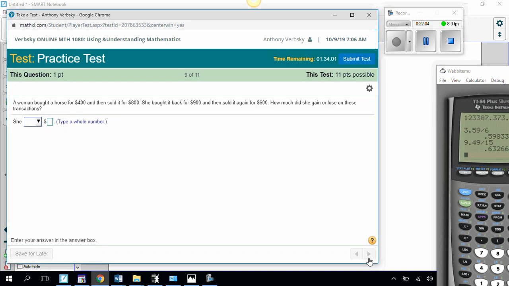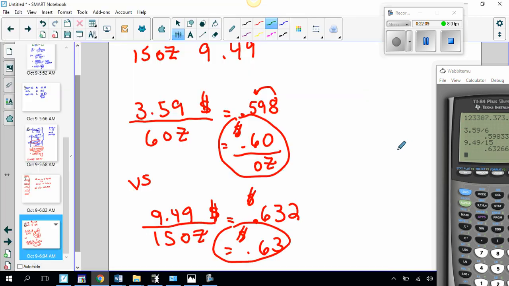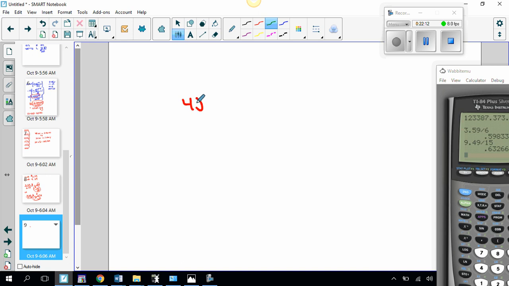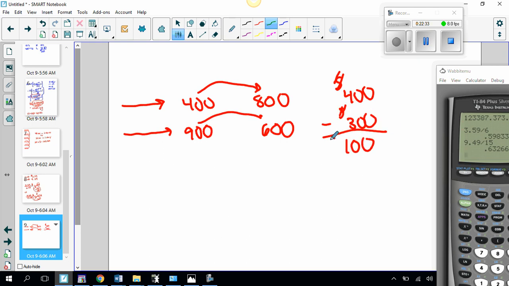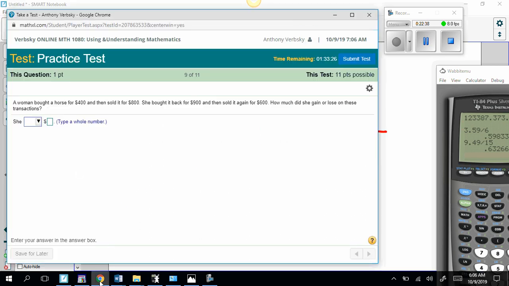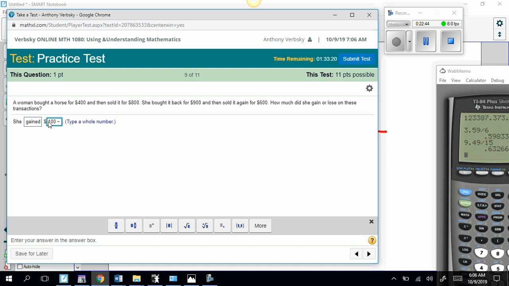3 to go. 400, then 800, and 900, then 600. So phase one, you bought a horse for 400 and you sold it for 800. So $400 profit. Then you turn around and buy a horse for 900 and sell it for 600, a loss of 300. So you gained $100.